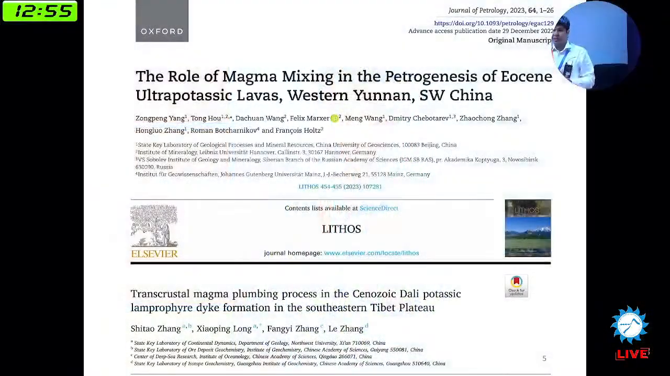So recently, Yang et al. 2023 suggested that in Yunnan, southwest China, the lamprophyres are derived by mixing between trachytes as well as lamproids. Along with it, Zhang et al., by studying the macrocrysts from the lamprophyres, suggested that complex magmatic processes have occurred within the lamprophyres from the southern Tibetan plateau.